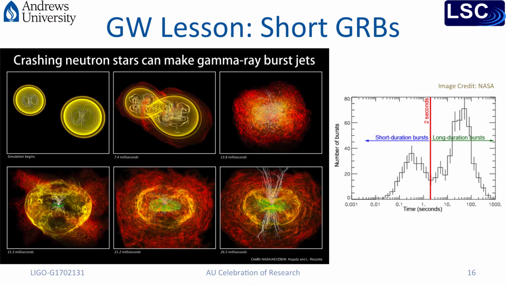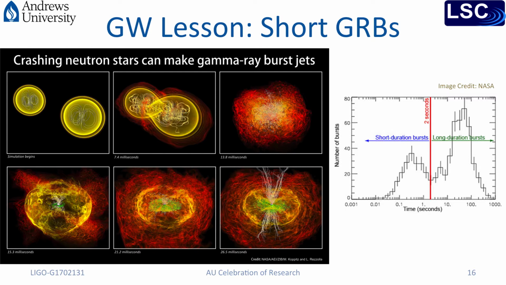And if you make a histogram of how many you have, you'll see that they kind of come in two different flavors. There are long duration bursts, and it's thought that these are produced by very powerful supernova explosions. But then there are also short duration bursts that last for less than 2 seconds. And for a while it was thought that maybe, just maybe, these were produced by colliding neutron stars.